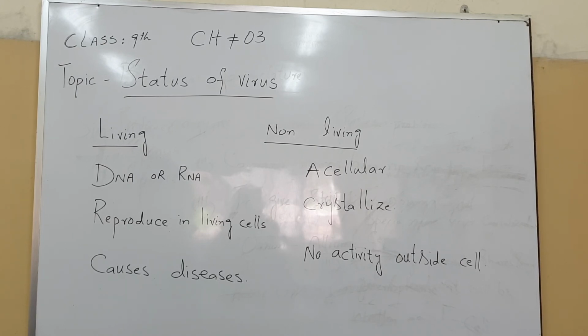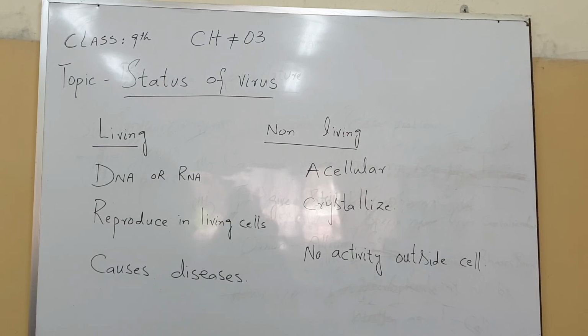The second one is that they can be crystallized, like non-living material, like sugar, like salts, like many materials. They can be converted into crystals. And when they are outside the living cell, they show no activity. It means that all their activities depend on other living organisms, and outside the living cells, they show no activity. So for these three reasons, they are considered to be non-living organisms.